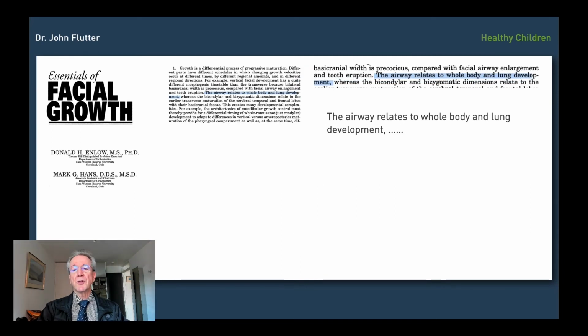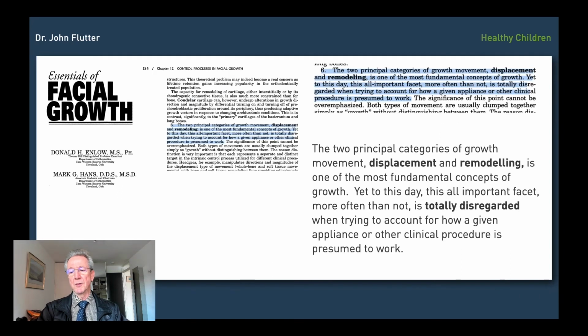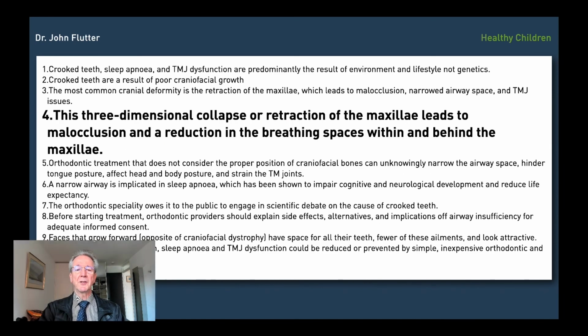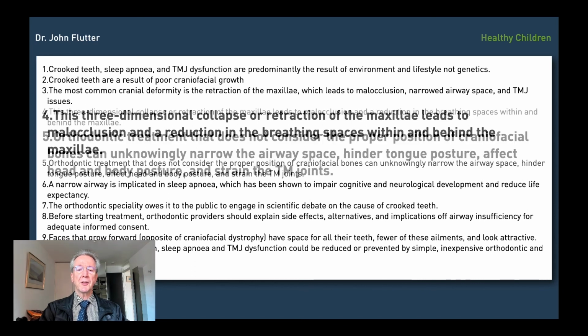And he also goes on to relate how the airway relates to whole body and lung development. So what I'm trying to say in this short video, when we're talking about growth and development, is that there are two things happening here. There's displacement and remodeling, and the cephalometrics acknowledge what's happening with the remodeling. The cephalometrics make that really clear. What they don't acknowledge is what's happened in the displacement. And what we're saying is that the tongue affects the displacement as well as the remodeling of the bone, which is totally disregarded. And that's what I've tried to discuss in this video.